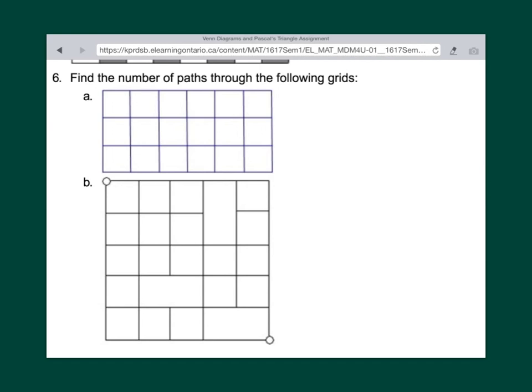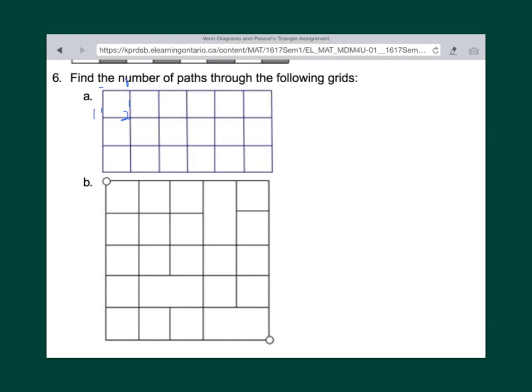So all we do here is we're counting the number of paths that are possible to get from one vertex to another. For instance, if I'm starting at A, then there's one path to take me to this vertex, and there's one path to take me to this vertex. But there's two ways for me to get to this vertex, right? I can go along here and then across, or I can go along here and then across.